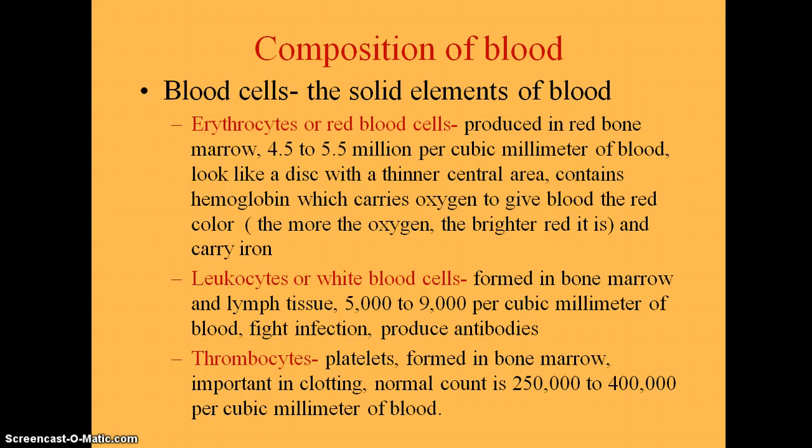And then there's thrombocytes. We also know those as platelets, and they are formed in the bone marrow as well. And they're very important in clotting, so that you don't bleed to death. Your blood can clot. Normal count of those is 250,000 to 400,000 per cubic millimeter of blood. And they live about 5 to 9 days.